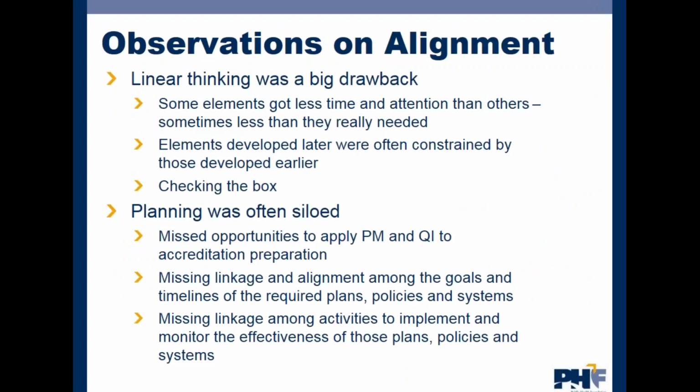Here were some observations that came out of that. Linear thinking was a very big drawback. Some of the elements got less time and attention than others. Some were sometimes less than they really needed. And the elements that were developed later were often constrained by elements that were developed earlier. This was a kind of checking the box orientation that happened.